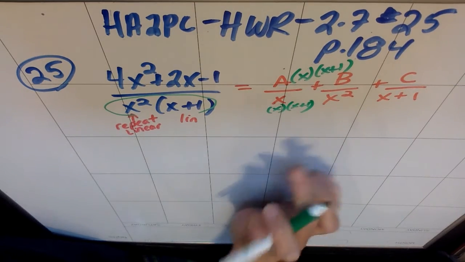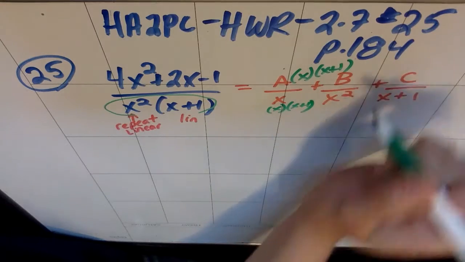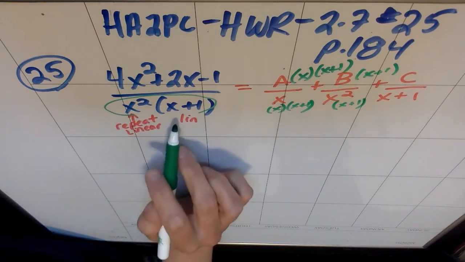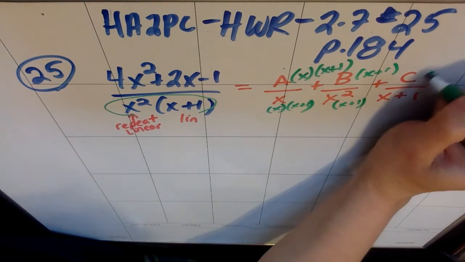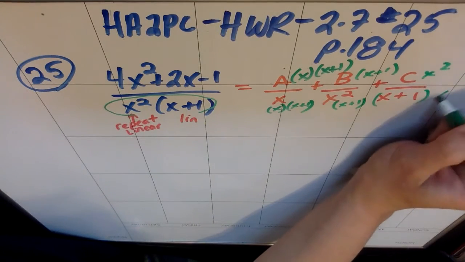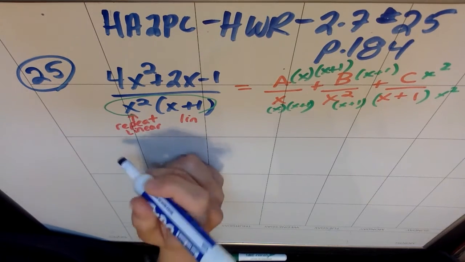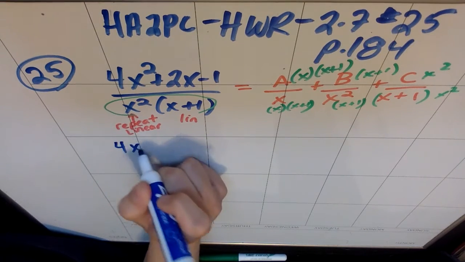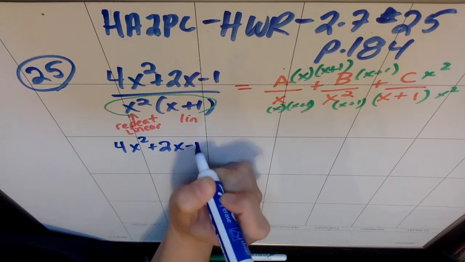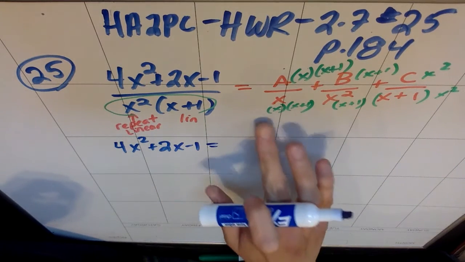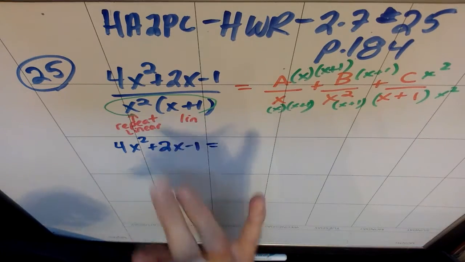The B fraction already has the whole x squared, so all it's missing is the x plus 1. And the C fraction already has the x plus 1, so all it's missing is the x squared, right? If I then look at my numerators only, my numerators only would be 4x squared plus 2x minus 1, which remember is only a trick that I can do because the denominators are identical, which is why it's important that you make these denominators identical to the original.